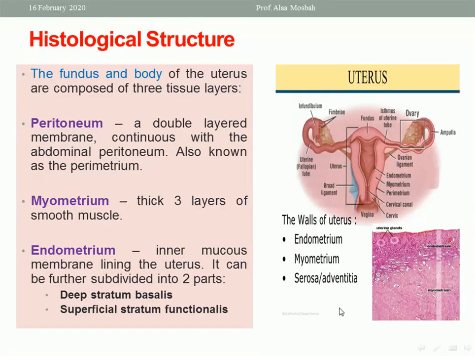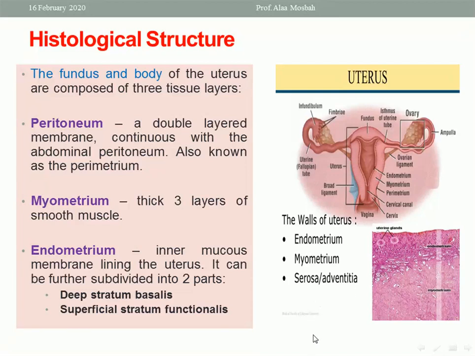The fundus and the body of the uterus are composed of three tissue layers: peritoneum, also called perimetrium. This is the outer covering of the uterus. It is a double-layered membrane continuous with the abdominal peritoneum. Then the myometrium, which is formed of three layers of smooth muscle. This is the myometrium.